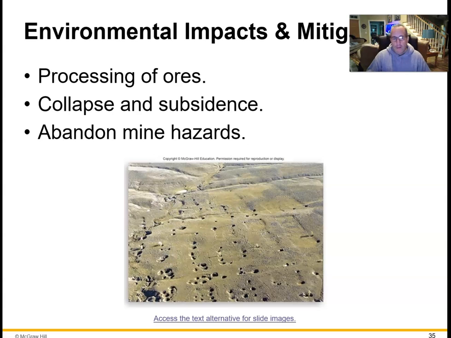I've already mentioned the processing of ores is very, very hazardous to the environment. I mentioned the acid for the copper mines. Also, the smelting puts a lot of sulfates into the air. That's where we get acid rain. That's actually one of the bigger success stories with the EPA.